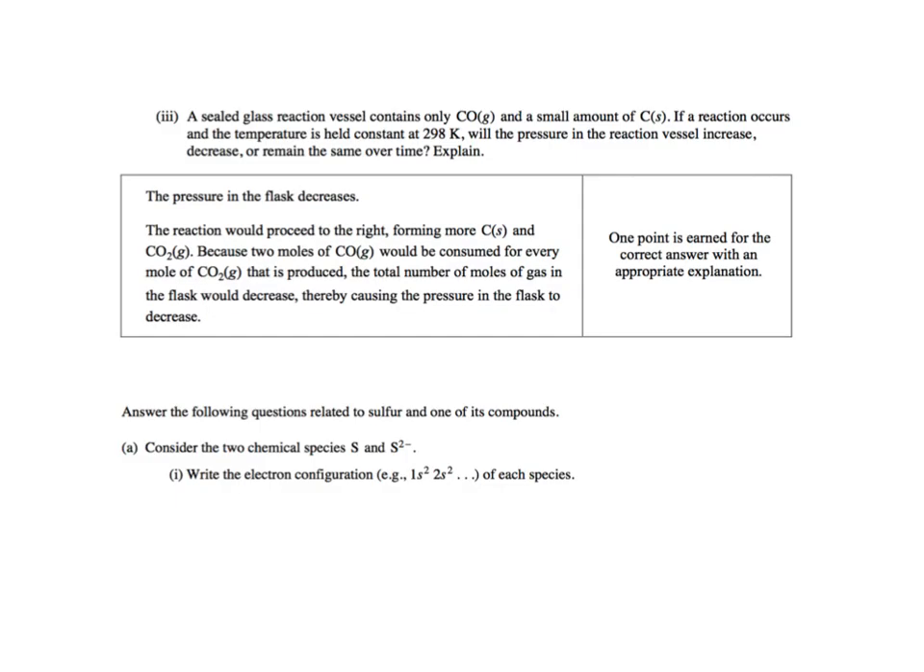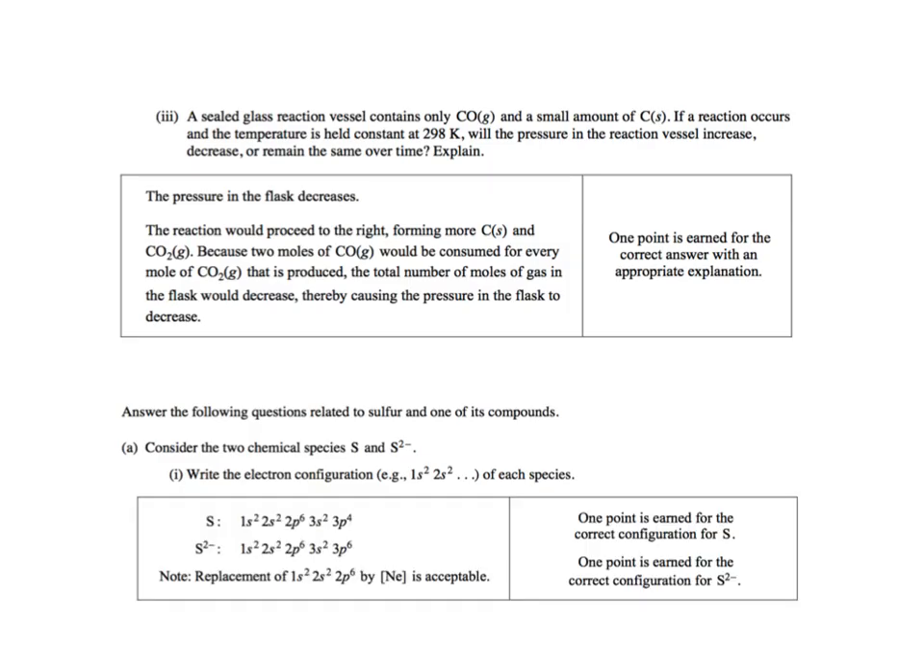For the last two, these are pretty straightforward, just electron configuration questions, so I don't really have a lot to say about that. Okay, so for sulfur you would have 1s2, 2s2, 2p6, 3s2, 3p4, and then for the anion you gain 2 electrons.